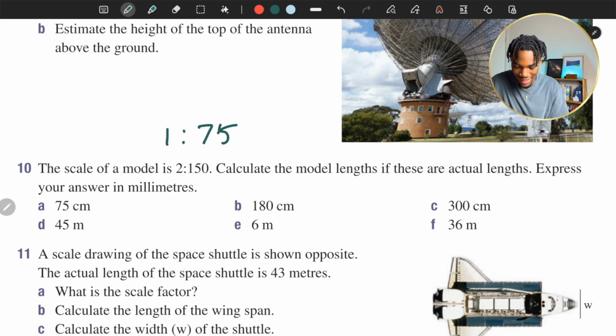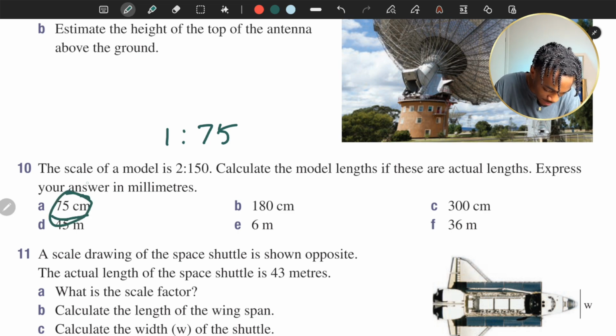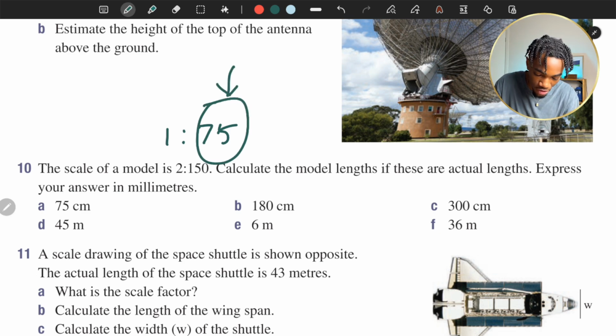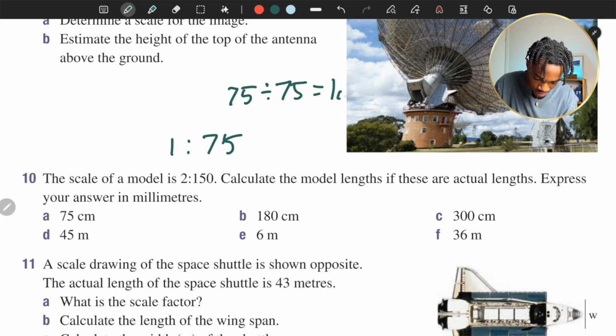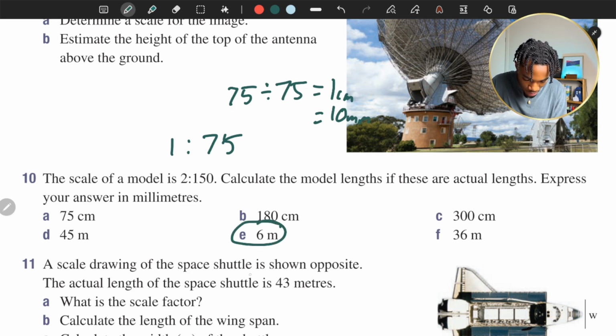Calculate the model lengths if these are the actual lengths. So the actual length is 75 centimeters, which is this part of the ratio. All we're going to do is 75 divided by 75 to get to the 1 value, which gives us 1 centimeter. In millimeters, that equals 10 millimeters. Let's try it for the 6 meter one. Again, 2 ways to do it. We can do the conversion later, or we can do it first.